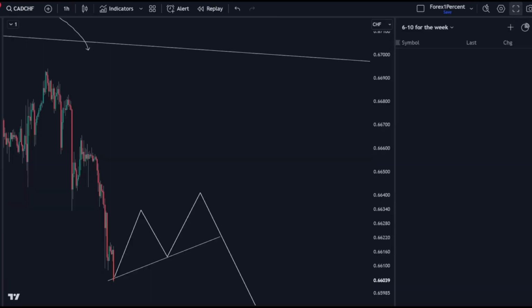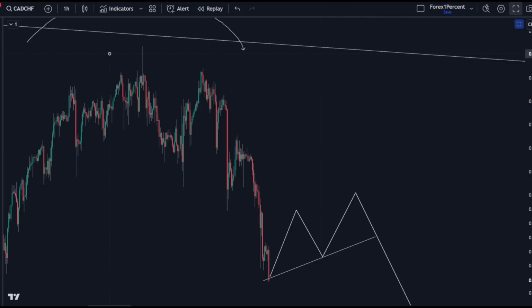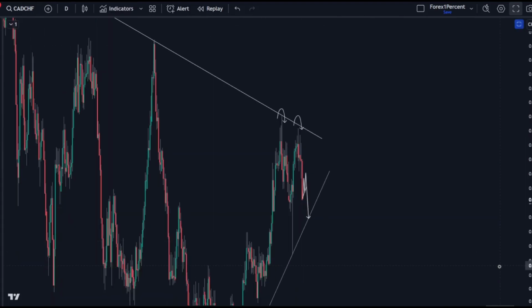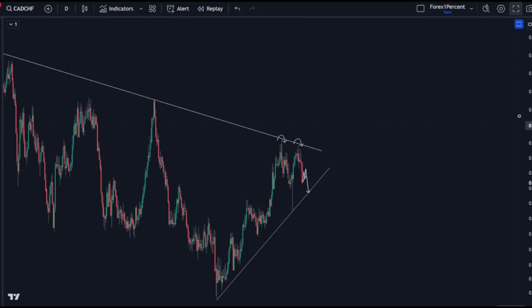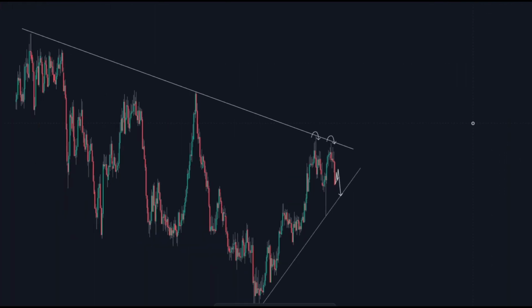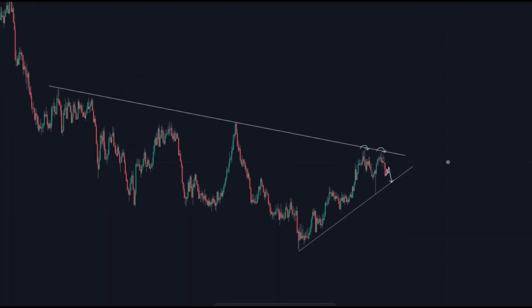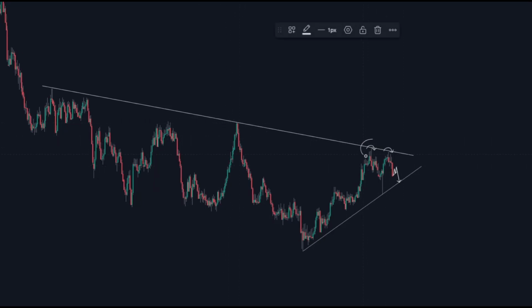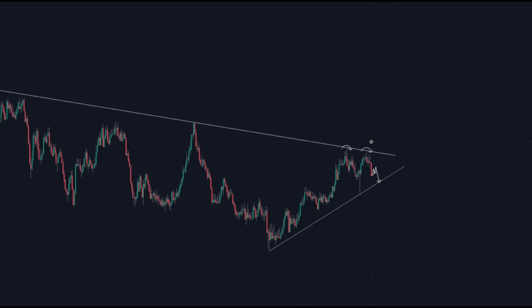So we'll go to the next one. I won't spend too much time on this one because it is similar in the fact of what we're looking at and what we're waiting for. But we're on CAD CHF here, so I'll go down to the daily time frame. So you guys can see we had rejected this downtrend line multiple times. Really strong rejection here. We had a strong rejection over here, which happened a few weeks ago, and we had another rejection here, which formed a double top.